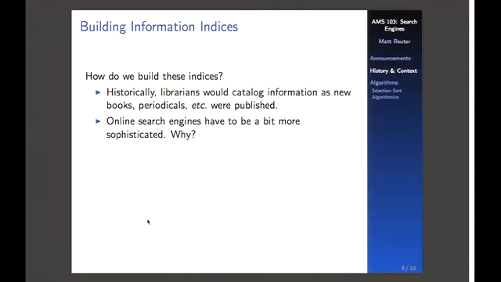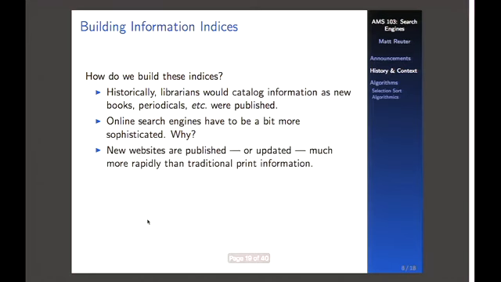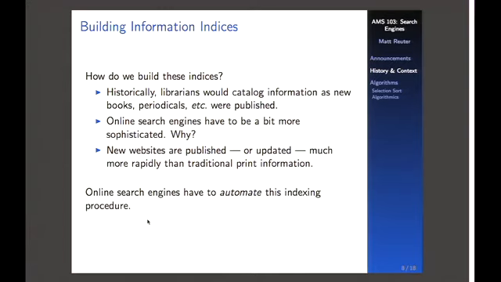And so these online search engines have to be quite a bit more sophisticated than our old style of working with librarians just because of that sheer volume. And so basically what it ends up amounting to is that these online search engines have to somehow automate this indexing procedure. We can't rely on a person sitting in a room, or even a team of people sitting in a room, processing all of this information. It's just too much. Okay?